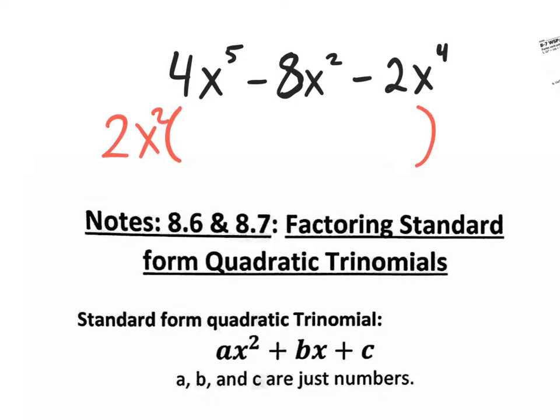Now once you know your GCF, it's kind of like working backwards with distributive property. 2x squared times what would give you that answer, 4x to the fifth? 2x to the third, okay. And then the next one, 2x squared times what gets you a negative 8x squared? Negative 4. Just a minus 4, right? No x's. And then over here, 2x squared times what gets you a negative 2x to the fourth? Negative 1x squared. That's right. And that's what GCF is.